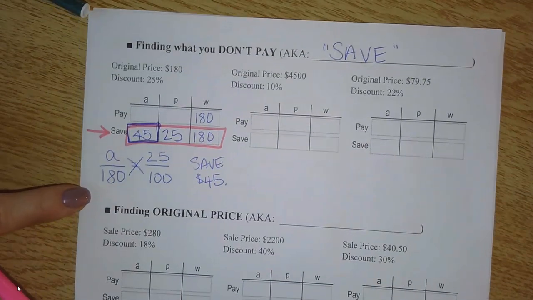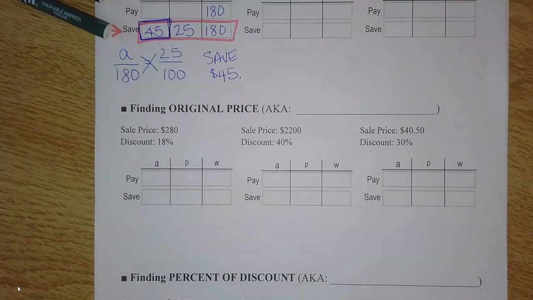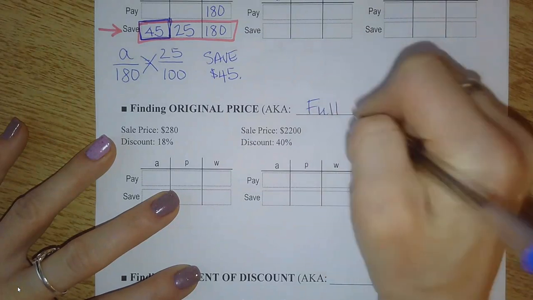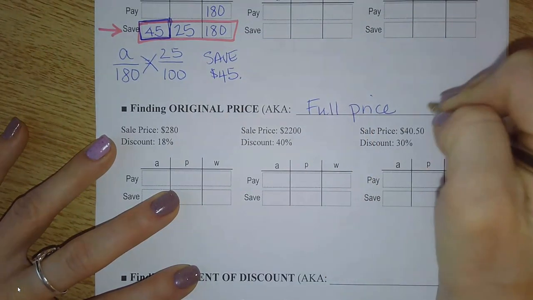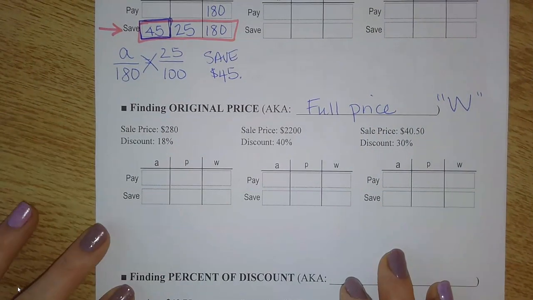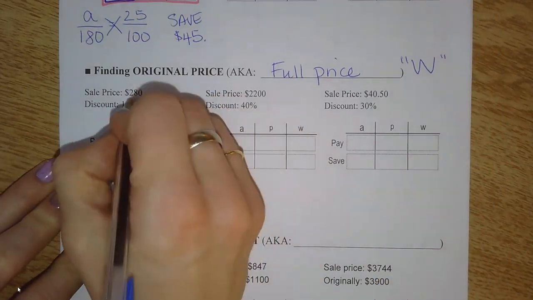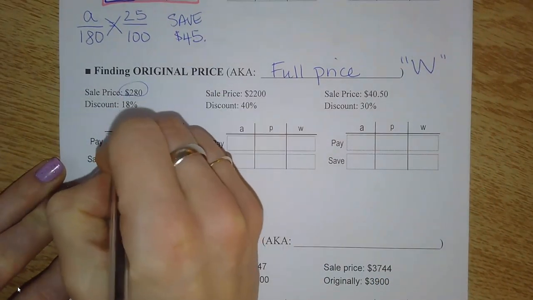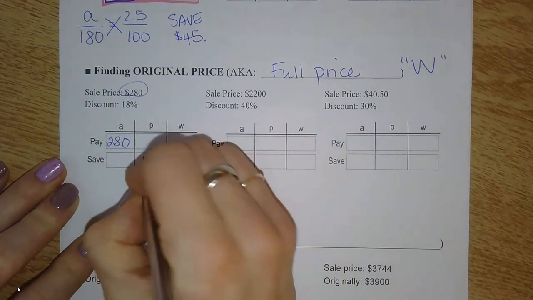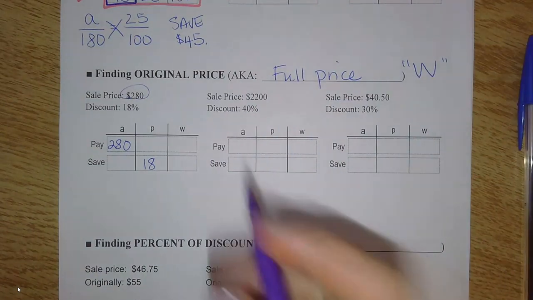Okay? All right. Finding the original price. Okay? This is full price. And we also know it's W. Okay, so now we know we're looking for W. All right. Sale price is $280. Well, sale price is what we do pay. You got it on sale for $280. The discount was 18%. And we are looking for W.